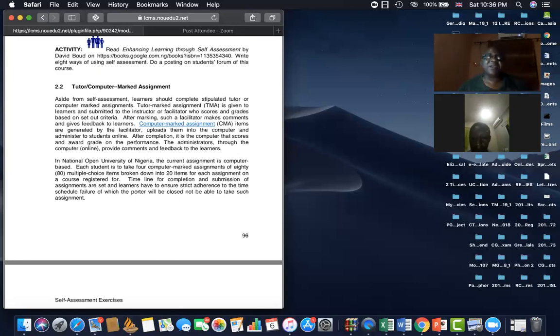But it was becoming a problem even for the academic staff, because you have to sit down every semester and set 80 multiple choice items for each course you are handling. So it became a problem for some of the teachers that are handling 7 courses, 10 courses, 14 courses at a go.